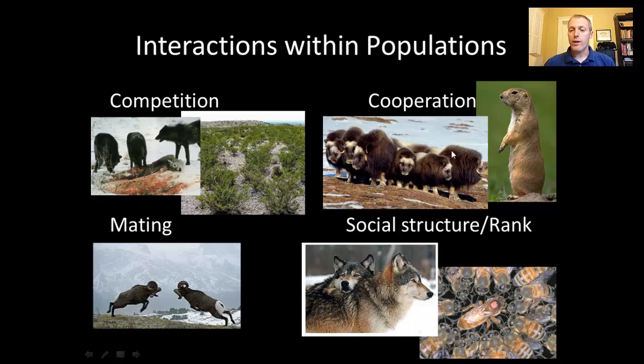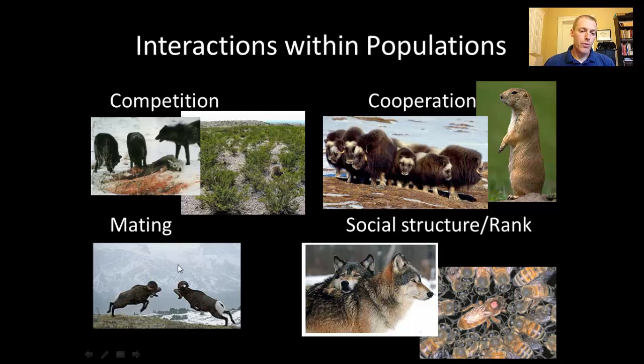Cooperation is another way that organisms in a population interact. The muskox is famous for protecting its babies when there's a wolf nearby. The adults will surround the babies and put out this defensive front so the wolf sees nothing but horns. Ground squirrels and prairie dogs will have sentinels that will stand up and watch for predators to keep the other organisms in the population alert to whether there's predators that are coming.